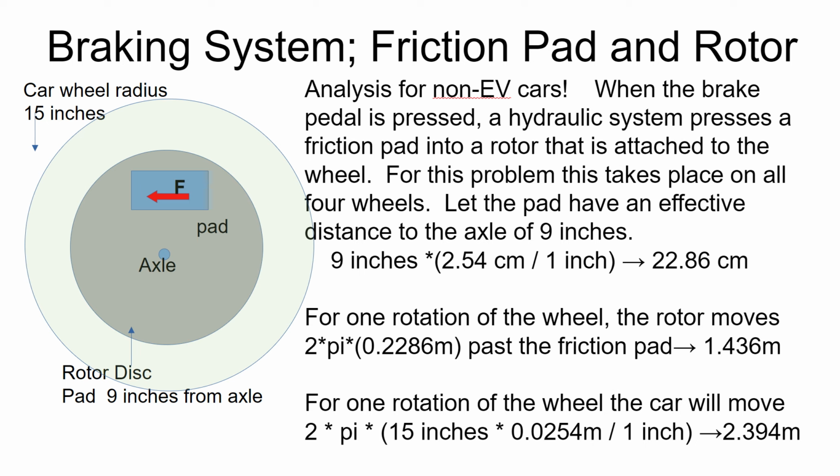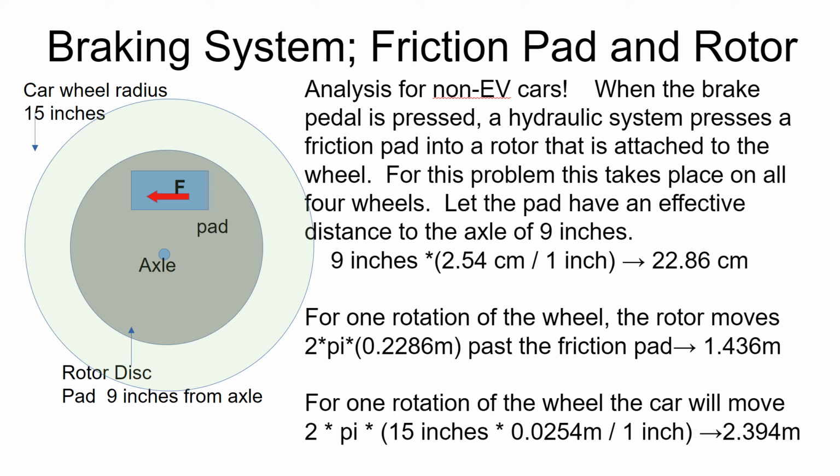What about the car itself? For one rotation of the wheel, the car is going to move the circumference of the wheel. So 2 pi and 30 inches for diameter of the wheel, 15 inches for the radius. Again, converting into meters with 0.0254 meters is 1 inch, the car is going to move 2.394 meters down the road.